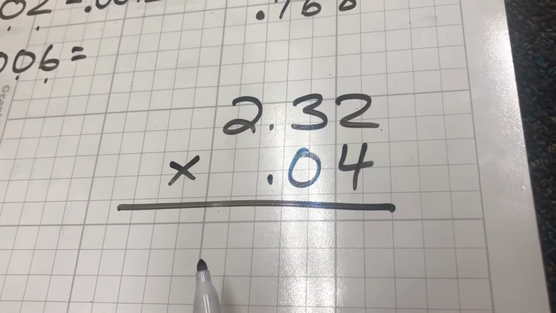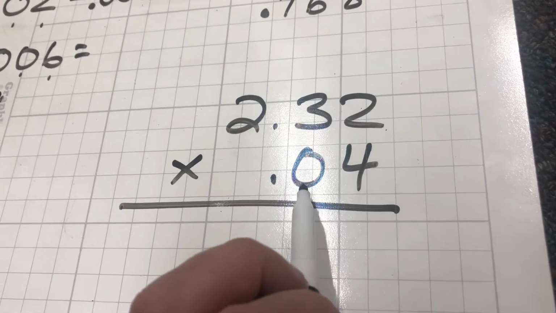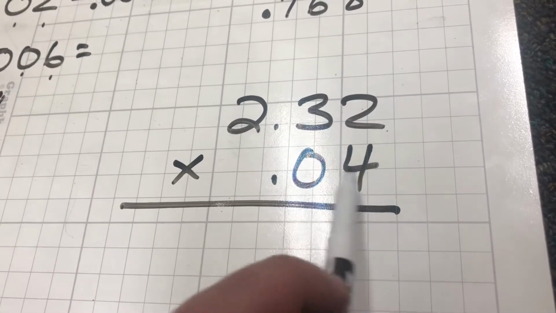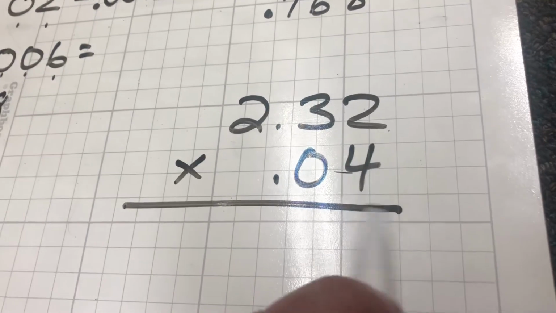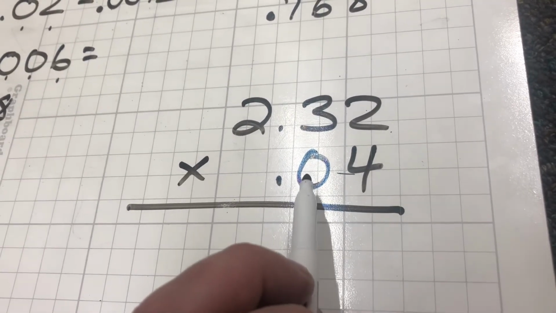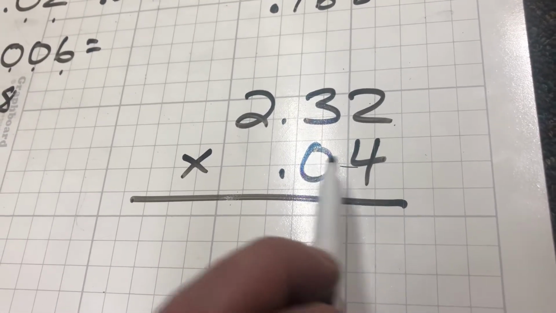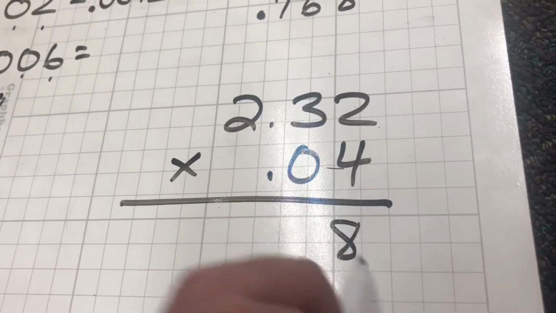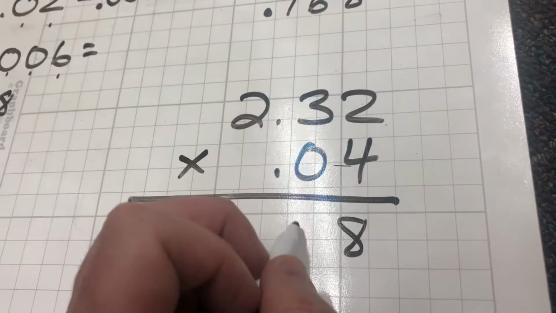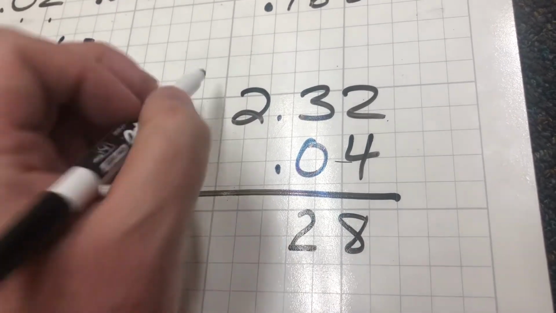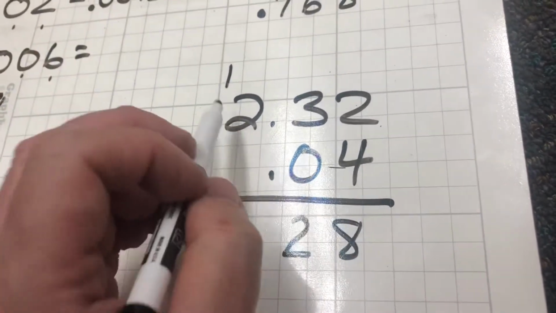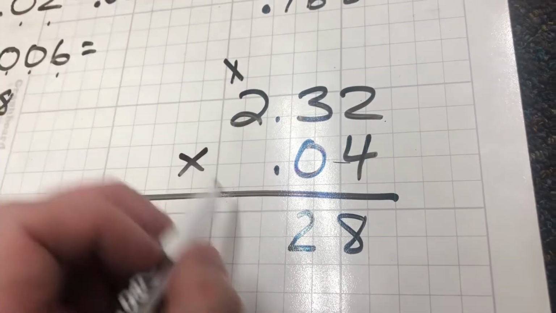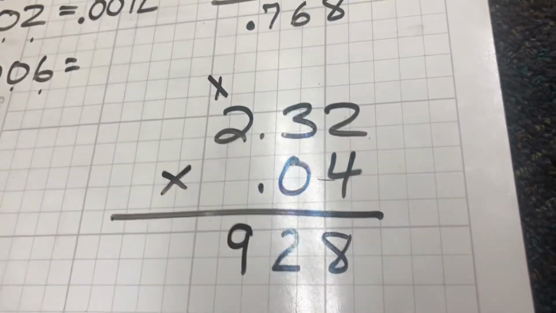Moving right along, all right, this has this 0 here, so we're still going to think of this as 232 times 4. We'll remind ourselves of that 0 here momentarily. 4 times 2 is 8. 4 times 3 is 12. Put the 2 down, carry the 1. 4 times 2 is 8, plus the 1 is 9.